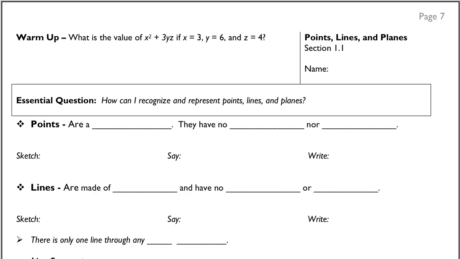So the first thing we're going to do is start highlighting any of the key terms like points. That's going to be highlighted in green. Lines will be highlighted in green. So we're going to highlight every key vocabulary word in green today.